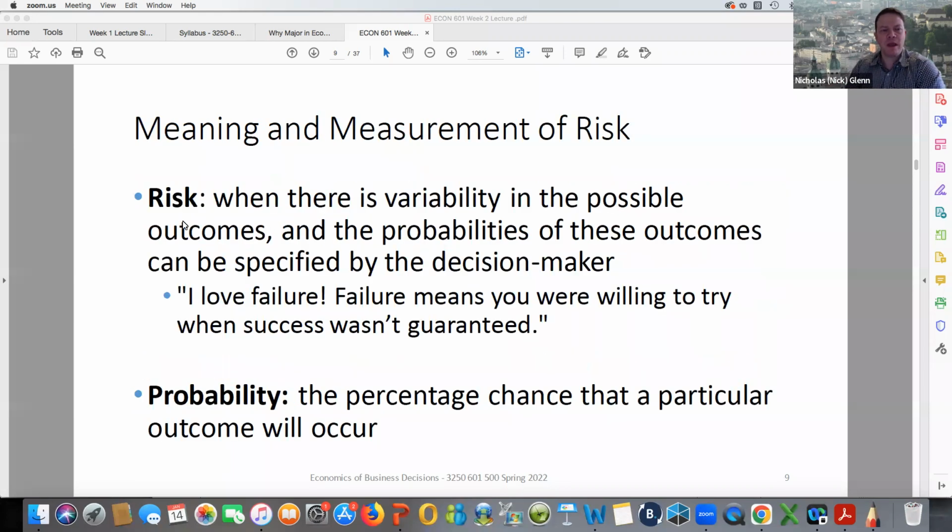All right, so just in case you're not exactly sure what risk means, it means you're uncertain of the outcomes. There are several different outcomes that can happen, right? So there's variability in the possible outcomes, and the probability of those outcomes can be specified by the decision maker. So you're aware of these different outcomes, all right? But you're not sure which one is going to take place.